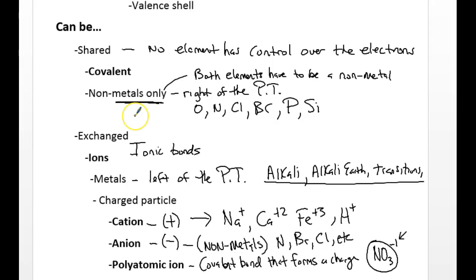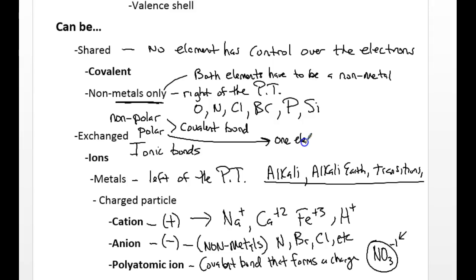But these also have something called a nonpolar and a polar covalent bond. So we have these covalent bonds, and one can be nonpolar, the other one is polar. So polar, we'll go with that one first, is where one element has the electrons closer.